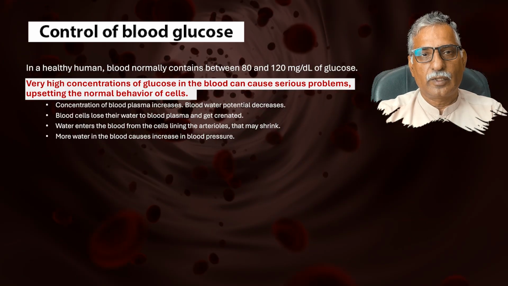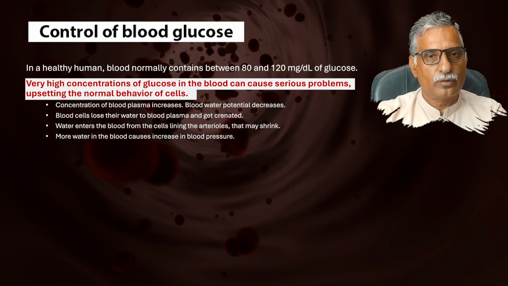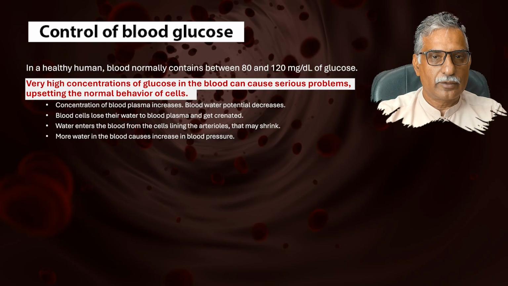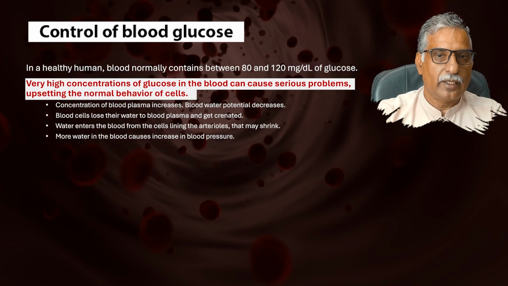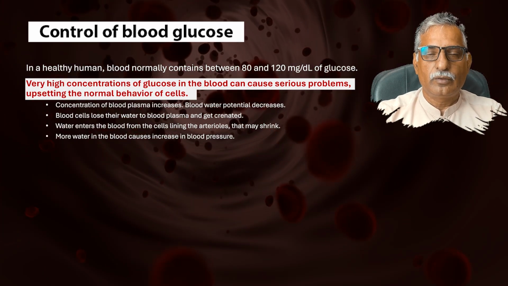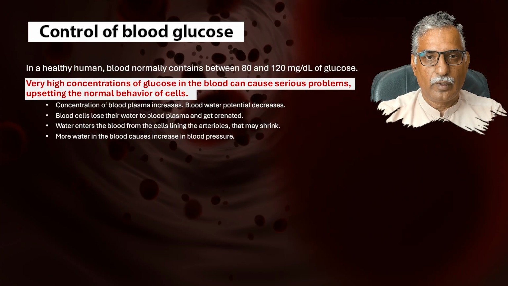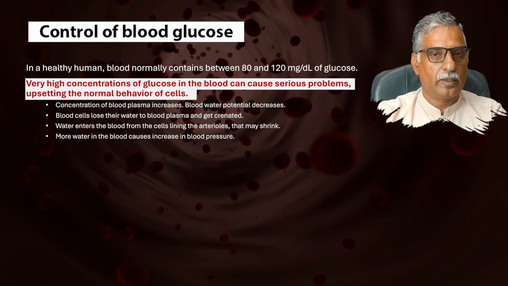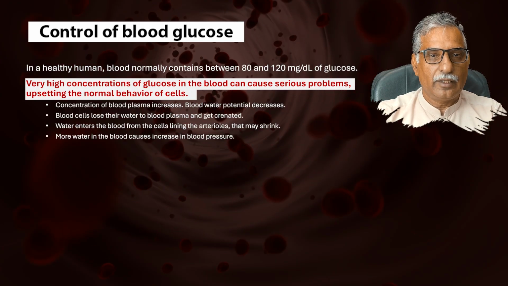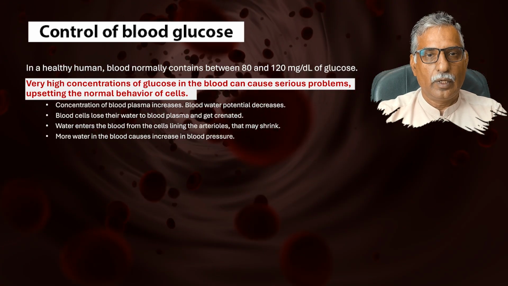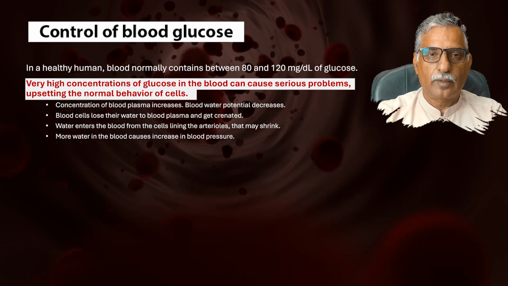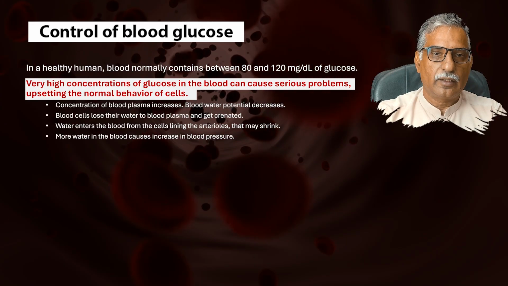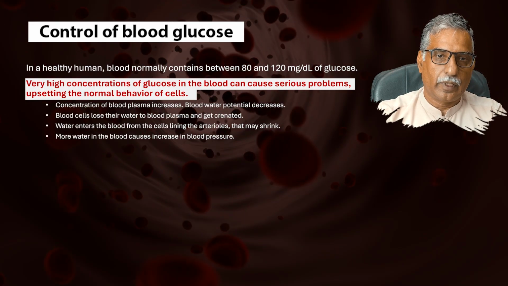Similarly, when water is taken up from the tissue fluid, the tissue fluid in return takes up water from the tissue cells. So tissue cells get crenated, and they will also lose their working potential. On the other hand, when there is excess water in the blood plasma, that will increase the hydrostatic pressure, resulting in higher blood pressure, and higher blood pressure can lead to stroke or other severe problems.